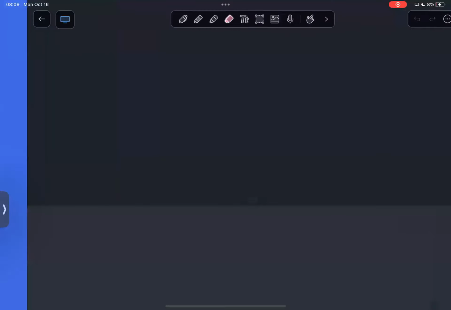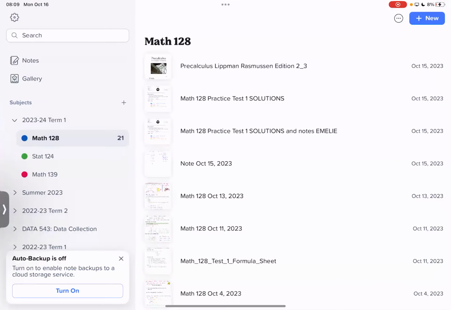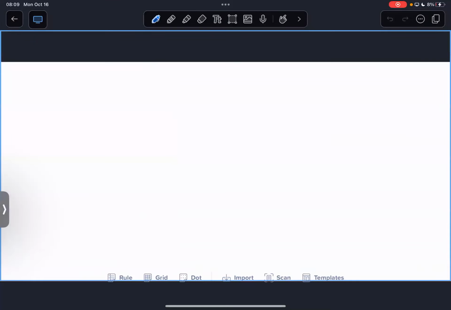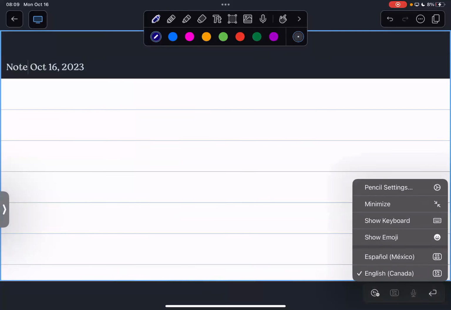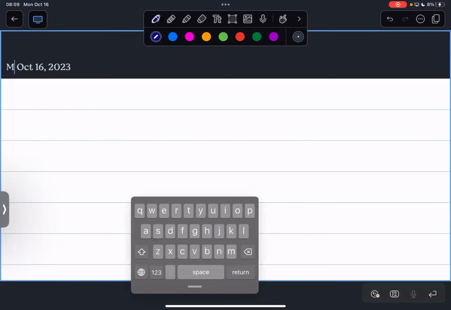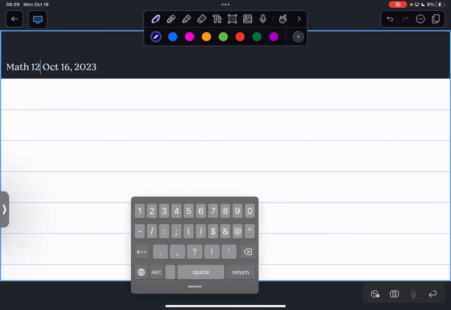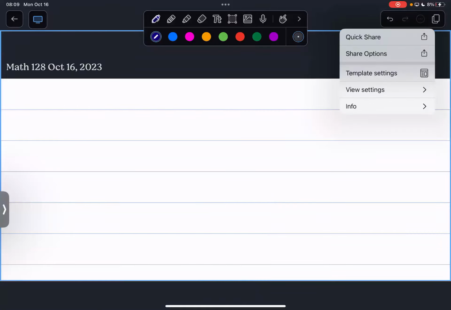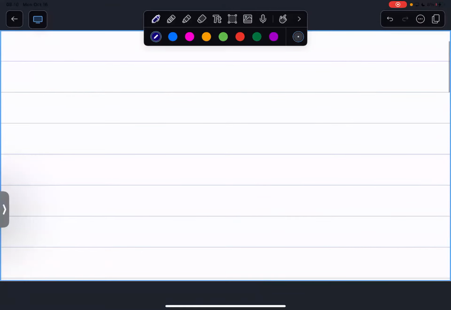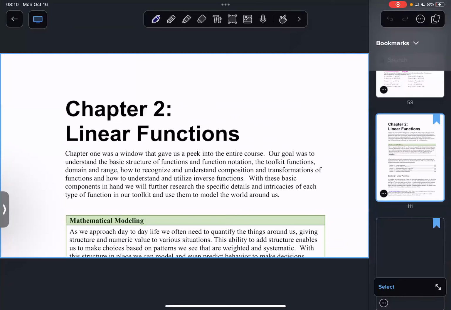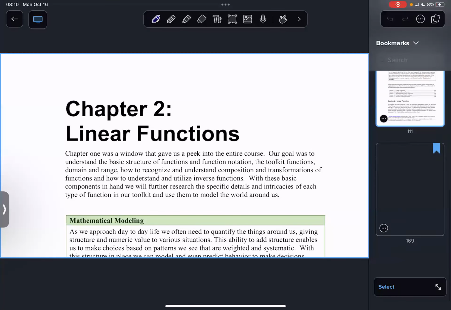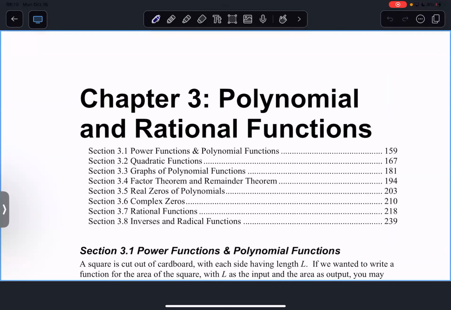And let's see here. That's not the one. I need a new note. So where was I here? Of course, it's probably not showing off what I'm doing.